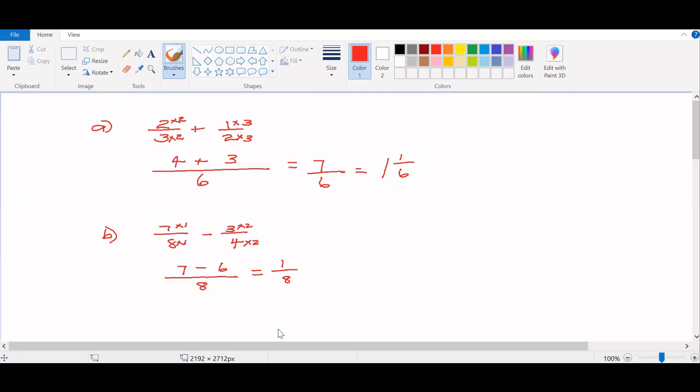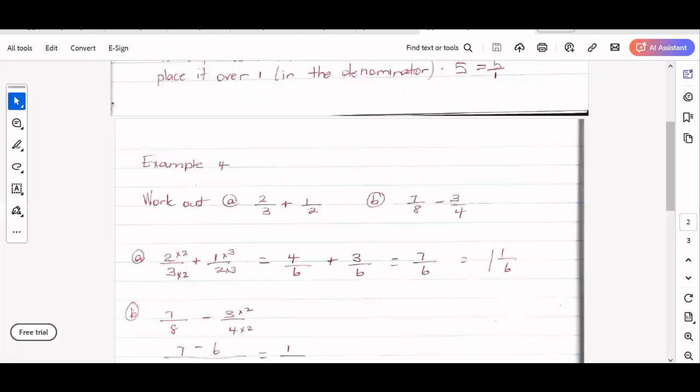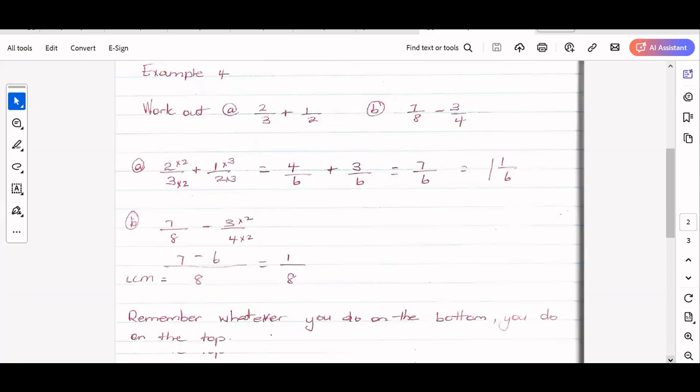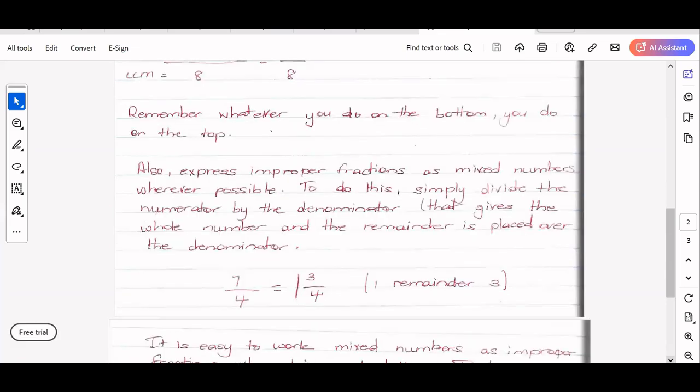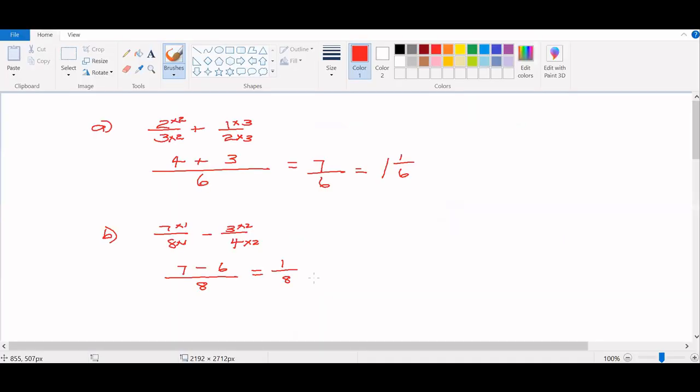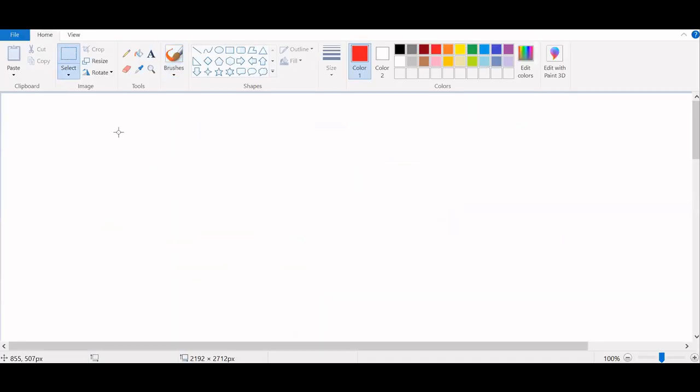Right. Following our notes again, we are looking at expressing improper fractions. So there are different types of fractions. 3 types of fractions to be exact. We have proper fractions, improper fractions, and mixed numbers.